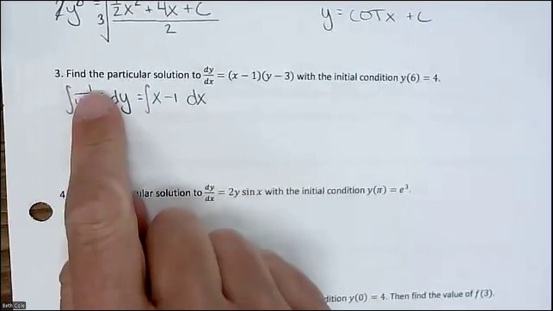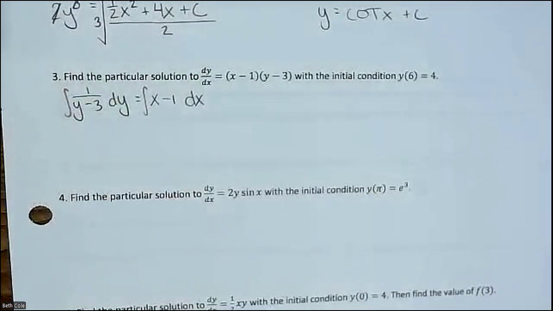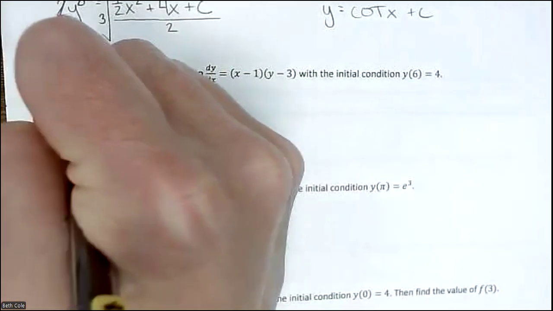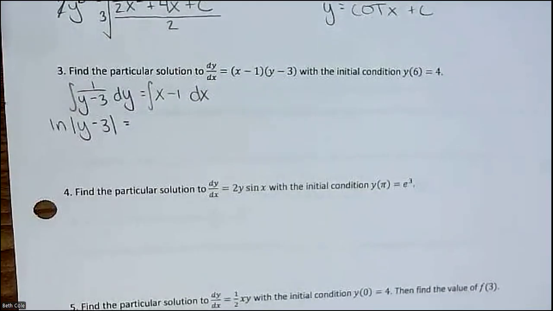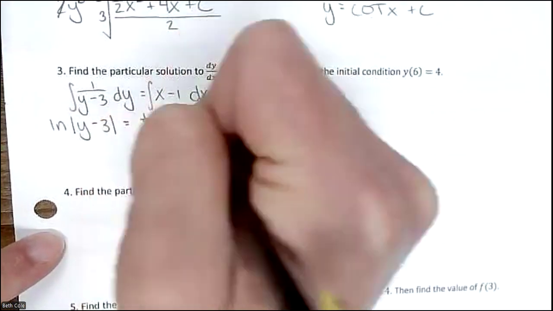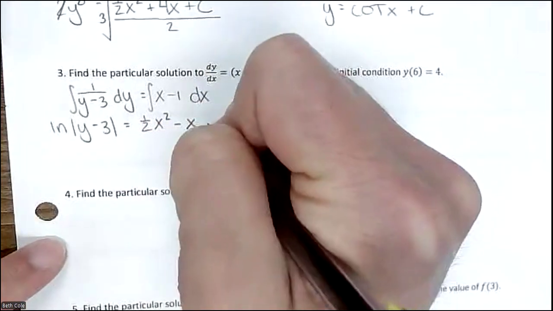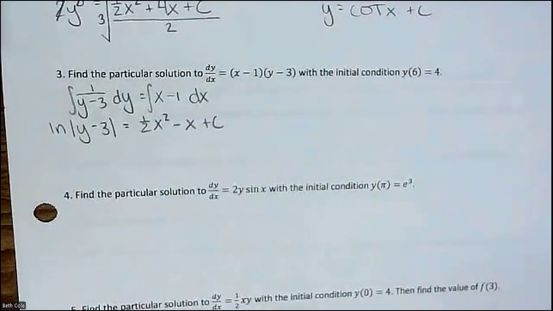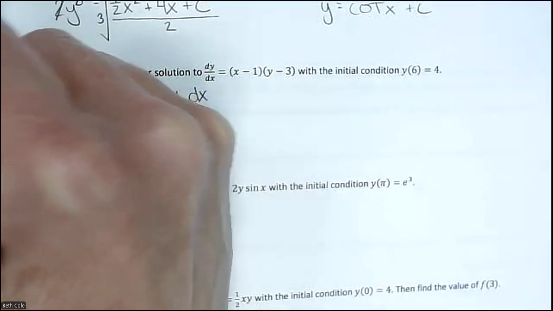Antiderivative. Pretend the minus 3 isn't there for a second. What would be your antiderivative of 1 over y? Yeah, ln. So it's going to be ln of y minus 3 equals 1/2 x squared minus what? Yeah, good, just x plus c. Then we're going to plug in our initial condition, but this is the step we're going to have to come back to, if you want to put an arrow.